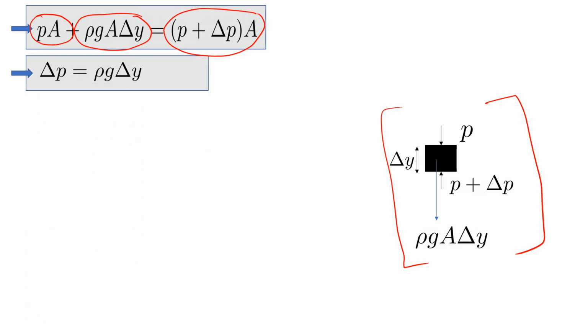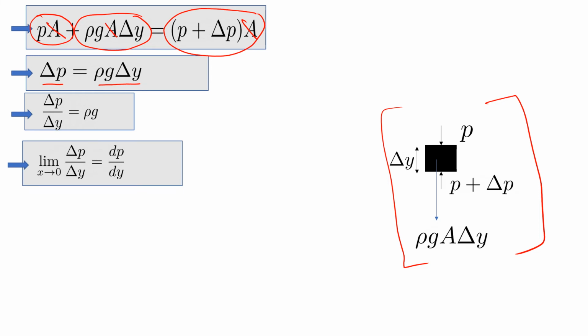So if you solve that, you will get delta P is equal to rho g delta Y, because the area gets cancelled off. That means if you balance the LHS and RHS, you will get delta P is equal to rho g delta Y. That means delta P by delta Y is equal to rho g. So if you take the limit, as delta y tends to 0, delta P by delta y is equal to dP by dy.